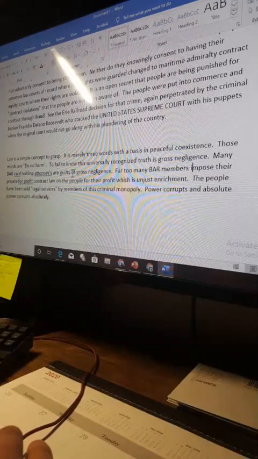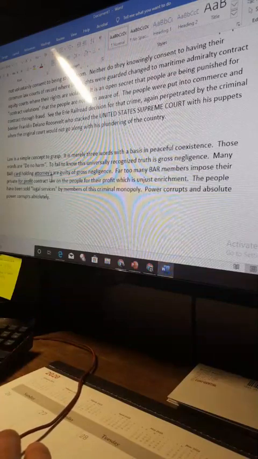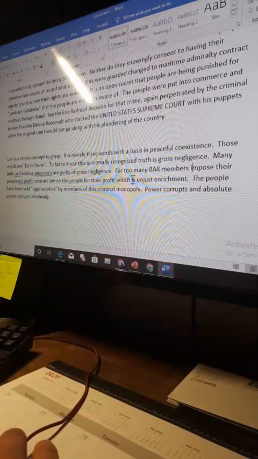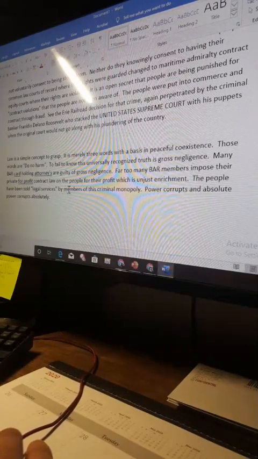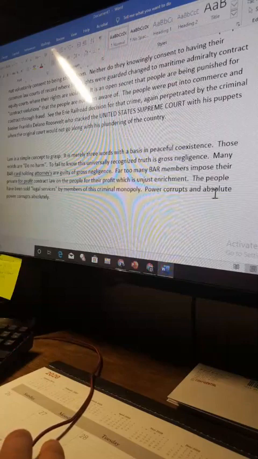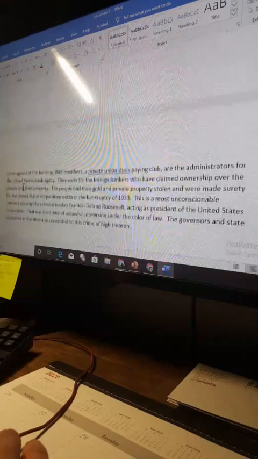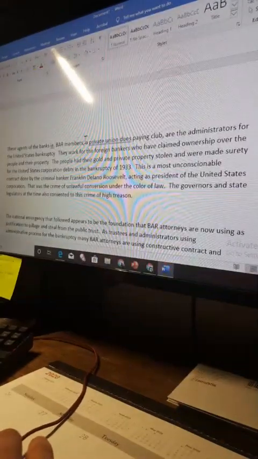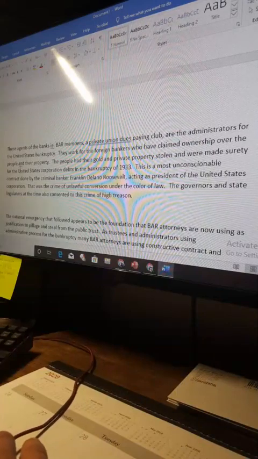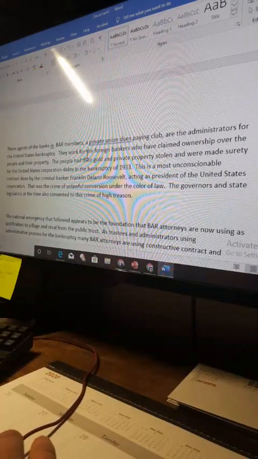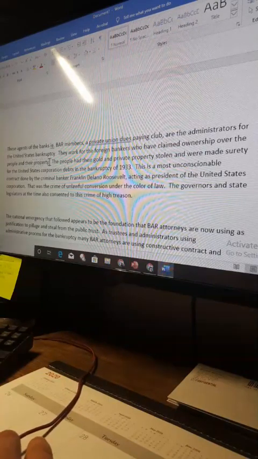Many bar card holding attorneys are guilty of gross negligence. Far too many bar members impose their private for-profit contract law on the people for their profit, which is unjust enrichment. The people have been sold legal services by members of this criminal monopoly. Power corrupts, and absolute power corrupts absolutely. These agents of the bank, i.e. bar members, a private union dues paying club, are the administrators for the United States bankruptcy. They work for the foreign bankers who have claimed ownership over the people and their property.